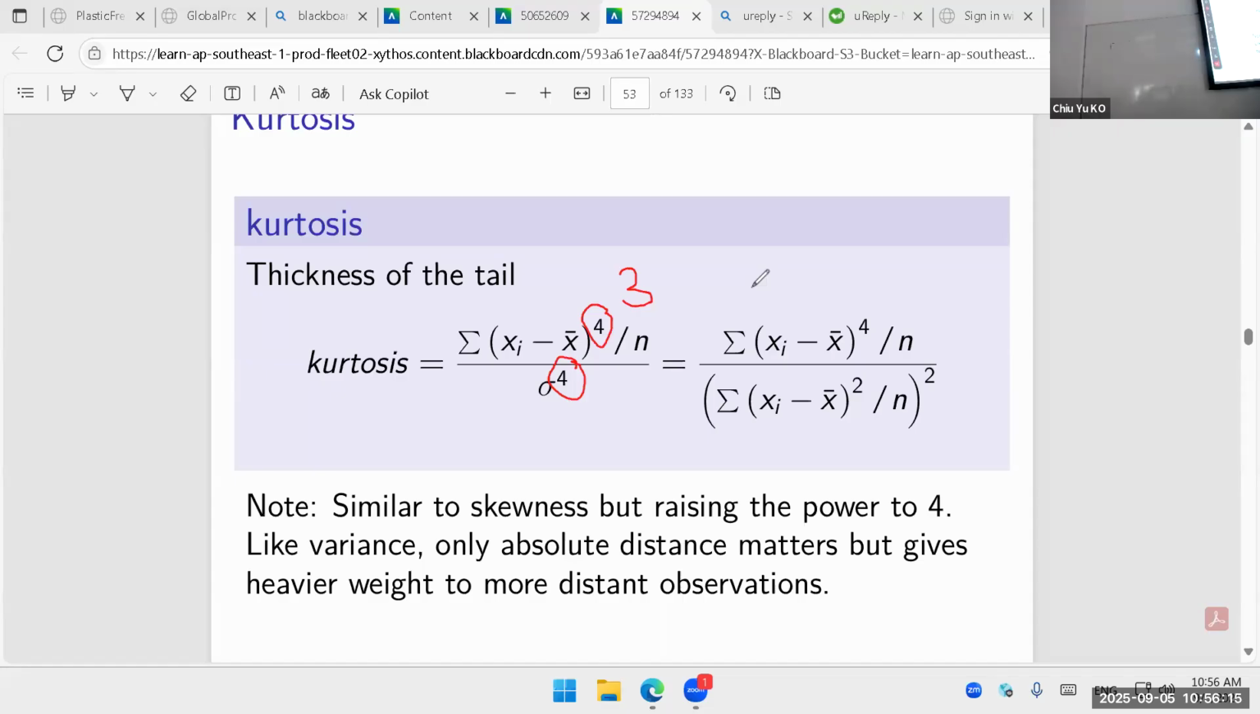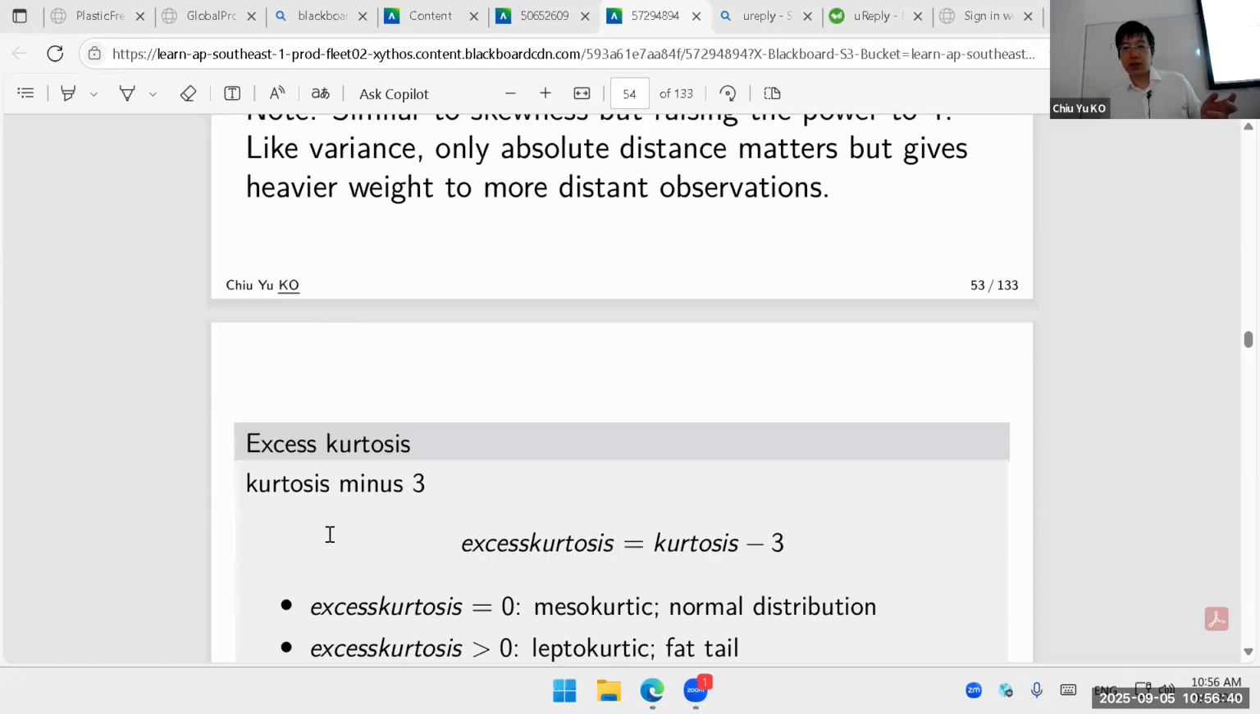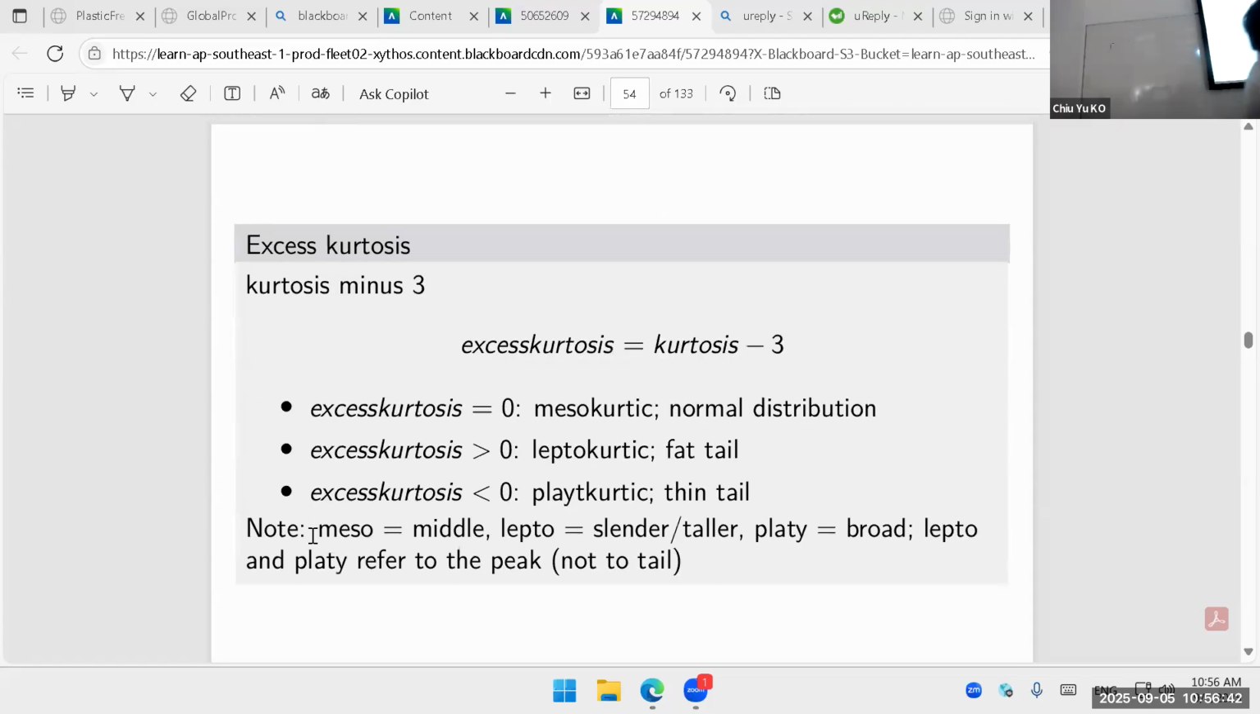So kurtosis is a second measure of risk, in addition to variance and standard deviation. It is extreme risk, so it's a measure you can apply to finance. Kurtosis is one way to look at it. And second, kurtosis is used to compare to the magic number 3. Why is there a magic 3 there?